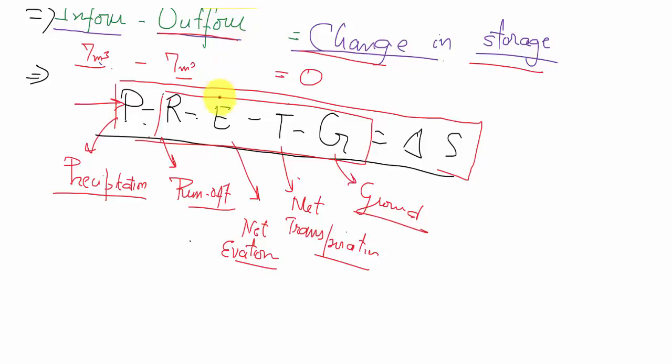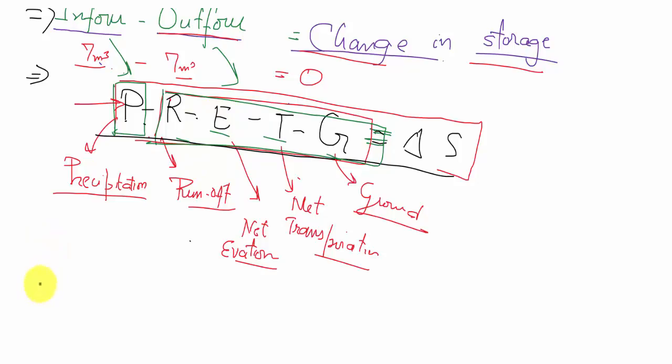Now inflow minus outflow, we can label this. This will be our inflow and this term here is our outflow. Outflow consists of runoff, evaporation, transpiration, groundwater storage, and this net will be equal to change in storage. Either it will increase or it will decrease, depending on which term is greater or lesser.